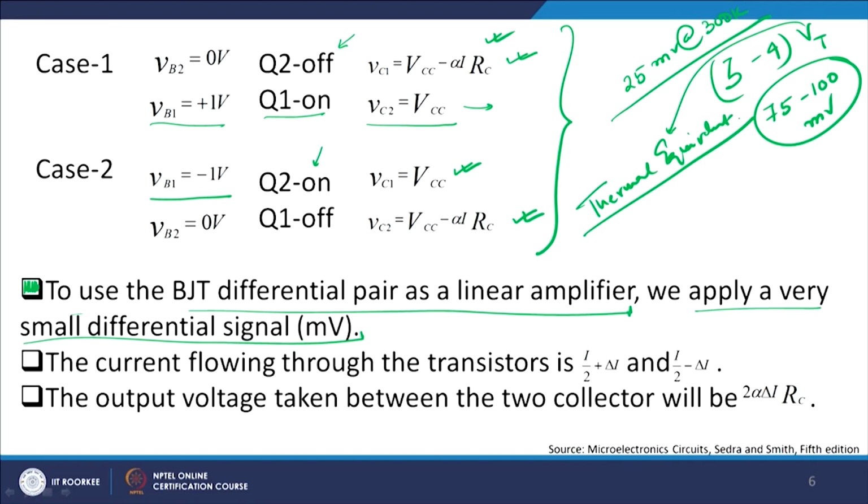Now, the second point: the current through the transistors will be I by 2 plus delta I and I by 2 minus delta I. You understand the reason why in one case it is minus and in the other it is plus. The reason is something like this, as I discussed with you in the previous slides. Let me explain to you here. If in one case I give a base voltage which is higher, and in the other case I reduce the base voltage, then the current on one side will be larger and on the other side it will be smaller. I will just explain what I am trying to say.